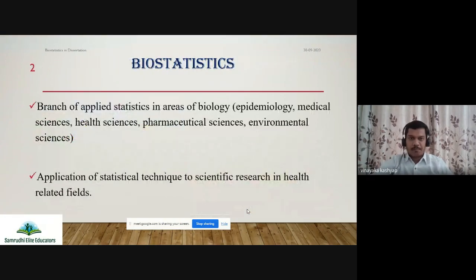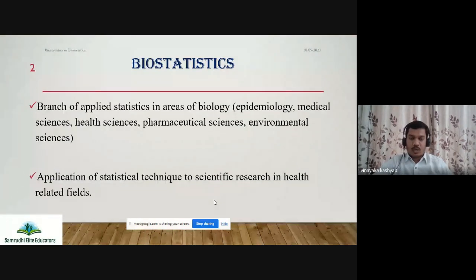Moving ahead, what exactly is biostatistics? It is nothing but a branch of applied statistics in the area of biology. Here, biology covers epidemiology, medical sciences or health sciences, the pharmaceutical sciences, and environmental science. Or to put it another way, it is the application of statistical techniques to scientific research in health-related fields.